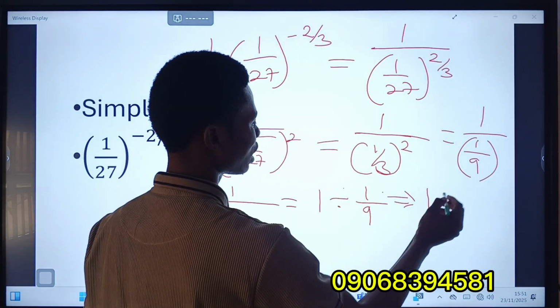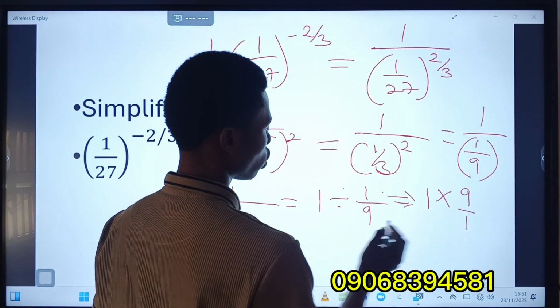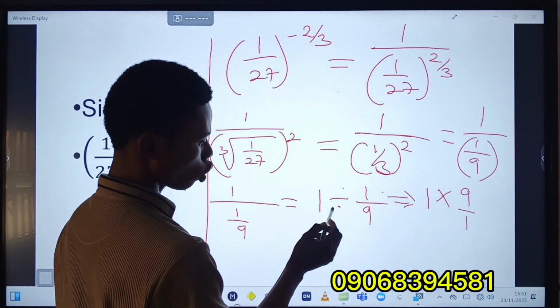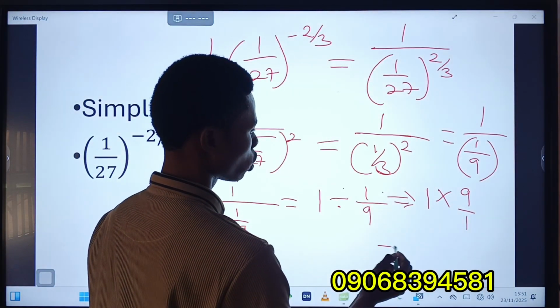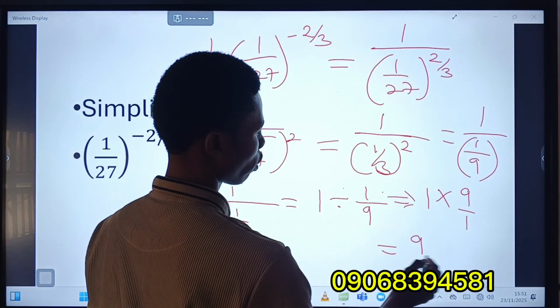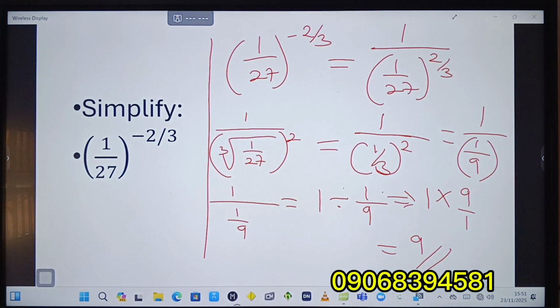So this becomes 1 times, I turn this one upside down, 9 over 1. So the rule states that if you are changing this division to times, you just turn the second one upside down. Simply put, 1 times 9 over 1. 9 divided by 1 is still 9. So our answer there is 9.